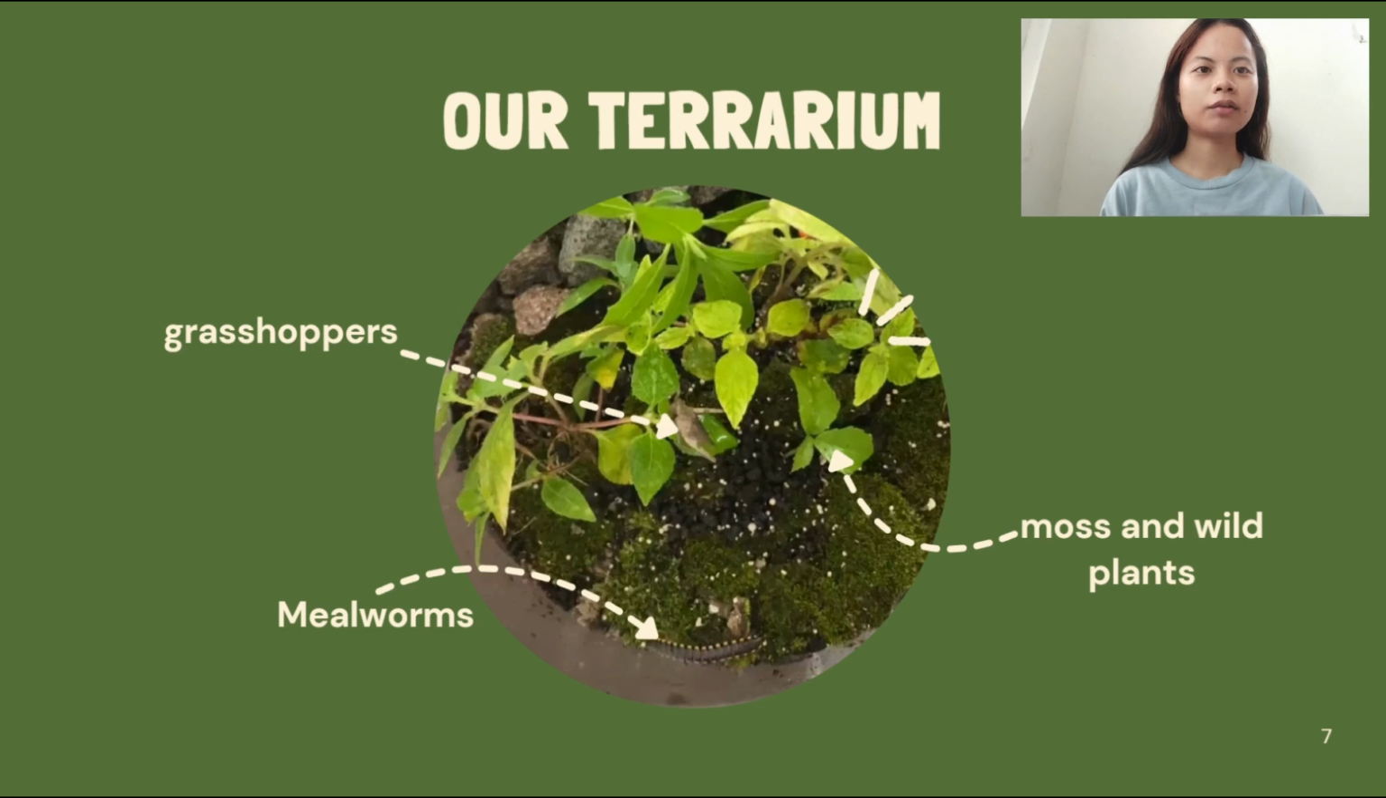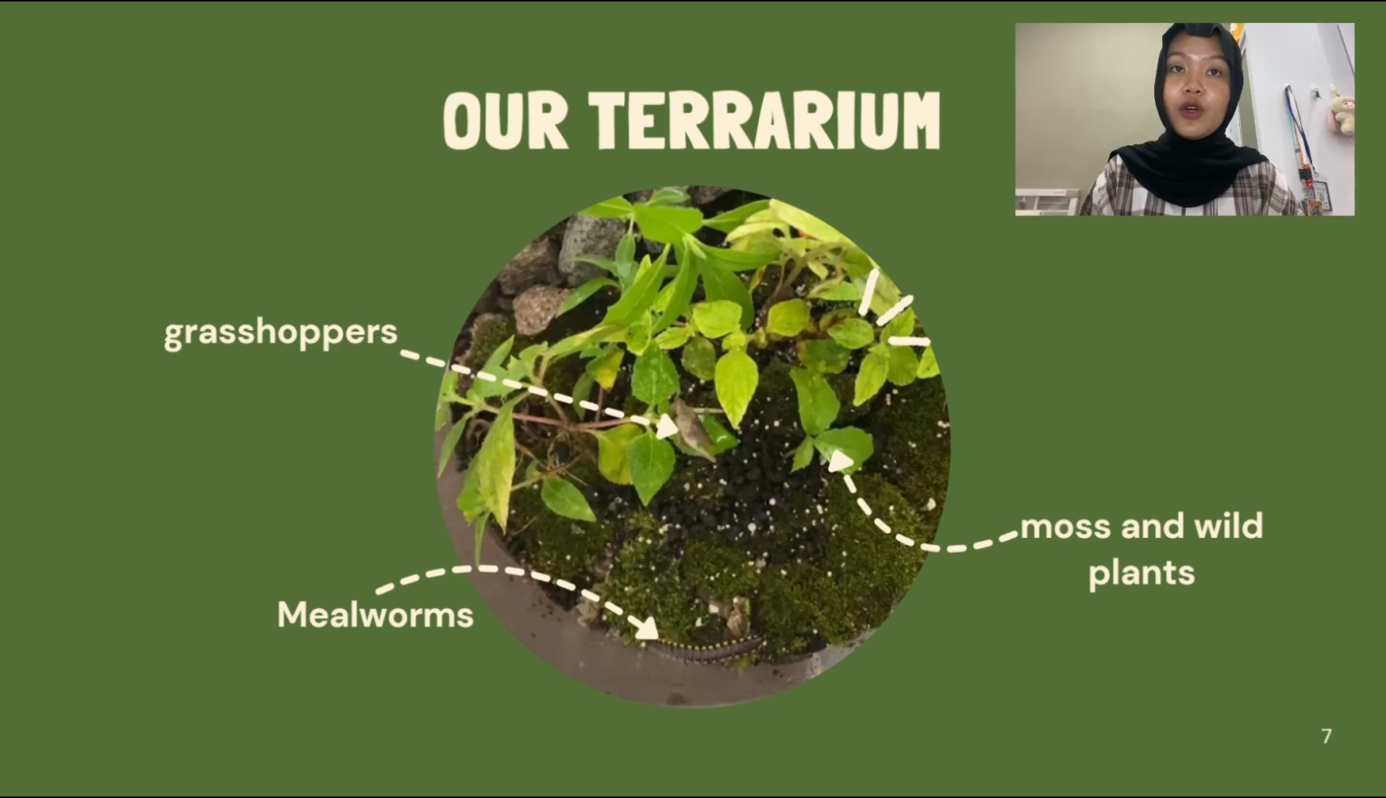This is our terrarium. Inside, we added moss, wild plants, and small animals like grasshoppers and mealworms. Together, they create a mini ecosystem that stays moist and almost takes care of itself. Now, we will show you a video of how we made our terrarium. Please watch the process from start to finish.